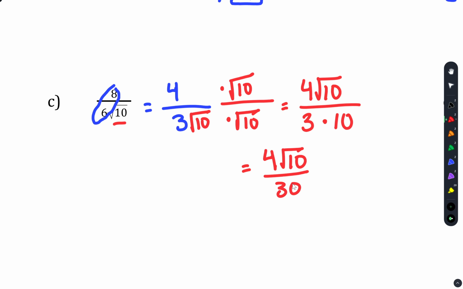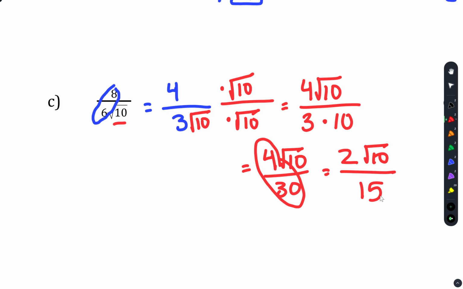Am I done? What do you think? Why no? Because I can simplify 4 over 30 into 2 radical 10 over 15. Perfect. This is a lot of steps. Is everybody still keeping up?